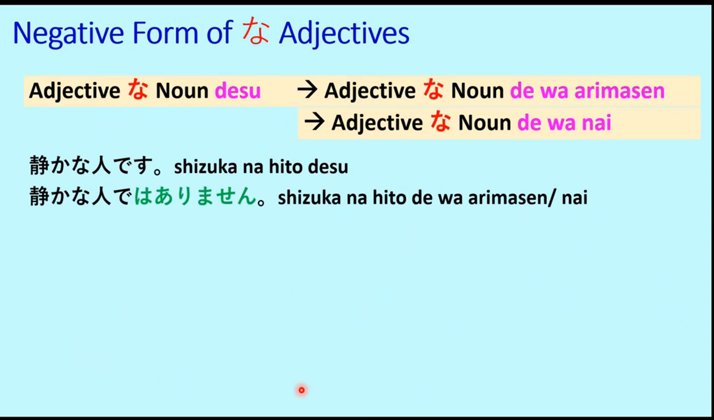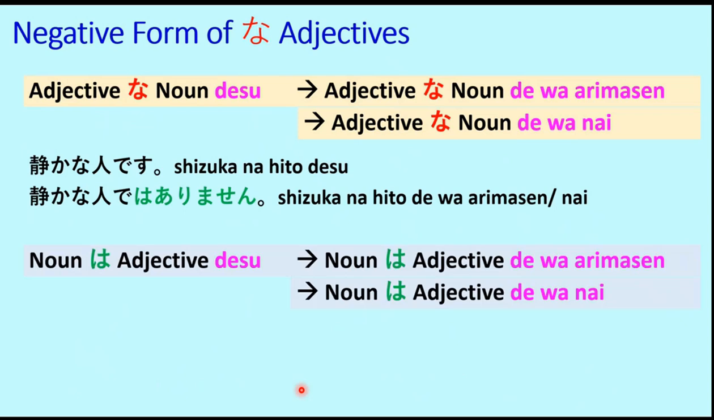For example, shizuka na hito desu. Shizuka na hito desu means a quiet person. And the negative will be shizuka na hito dewa arimasen or shizuka na hito dewa nai. Or also there is another informal version, which is ja nai. In place of dewa, we use ja. Shizuka na hito ja arimasen or shizuka na hito ja nai.